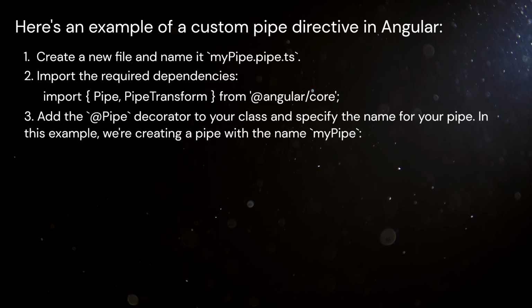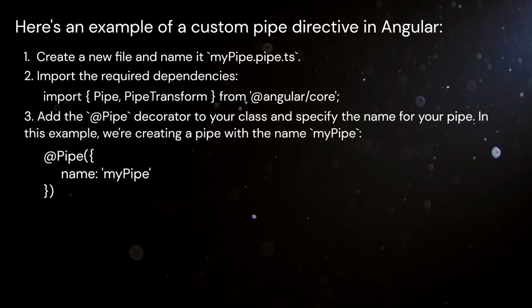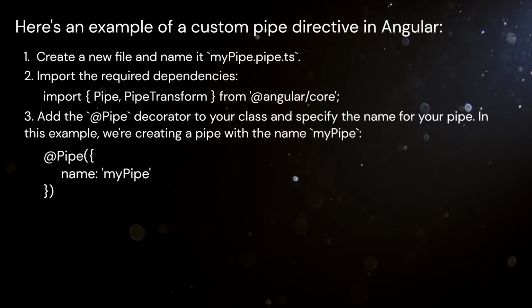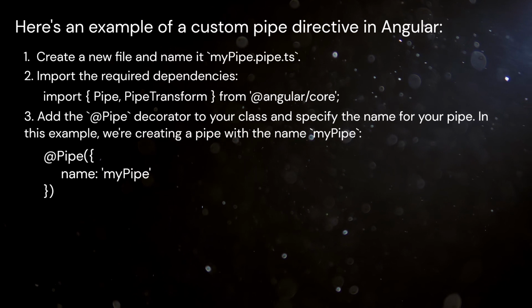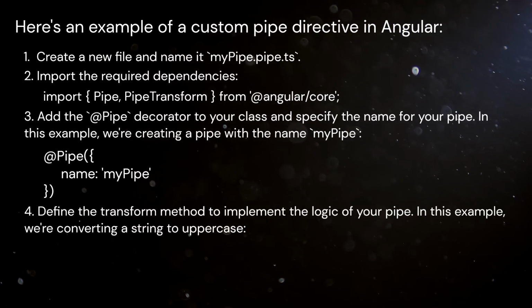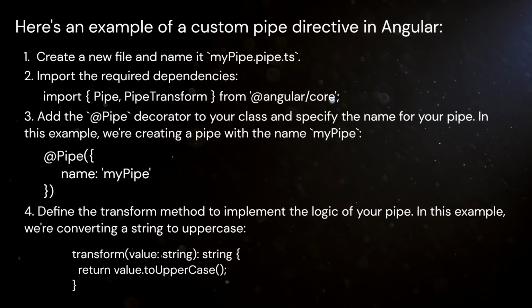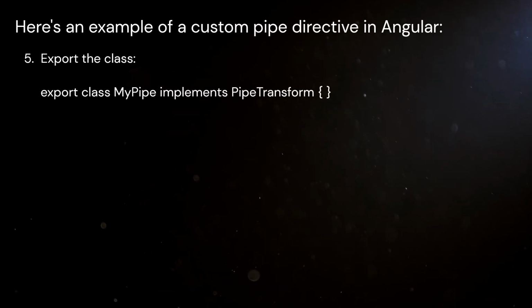Step 3. Add the @Pipe decorator to your class and specify the name for your pipe. In this example, we are creating a pipe with the name mypipe. Step 4. Define the transform method to implement the logic of your pipe. In this example, we are converting a string to uppercase. Step 5. Export the class.